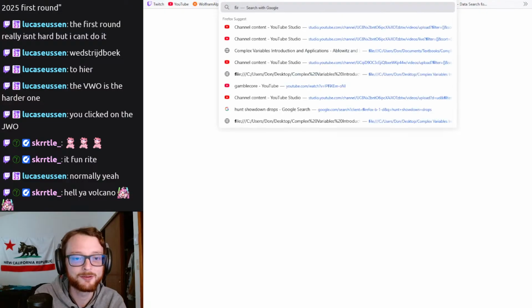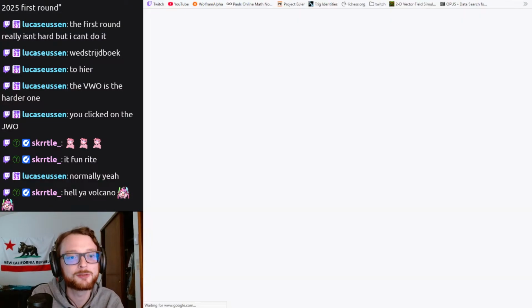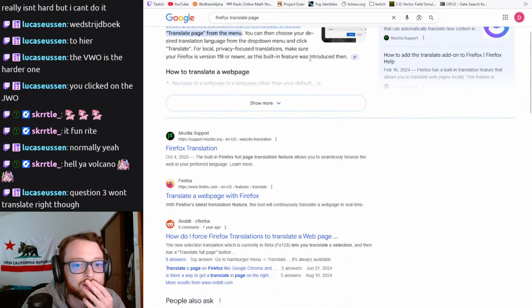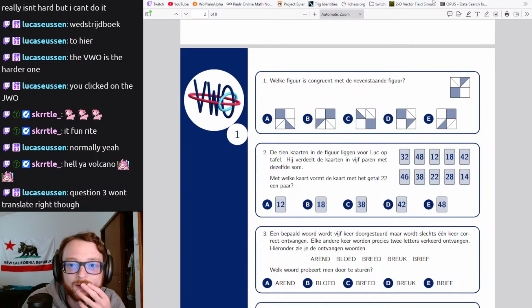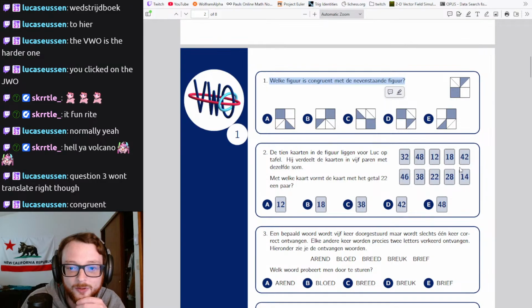Oh my god. Firefox translate page. If it doesn't show up automatically, that's not a thing. I can always just go to Google Translate. Question 3. I can't translate any of this, I don't think. Oh hey, translate selection to English. Oh, you can't see this. From Dutch to English.